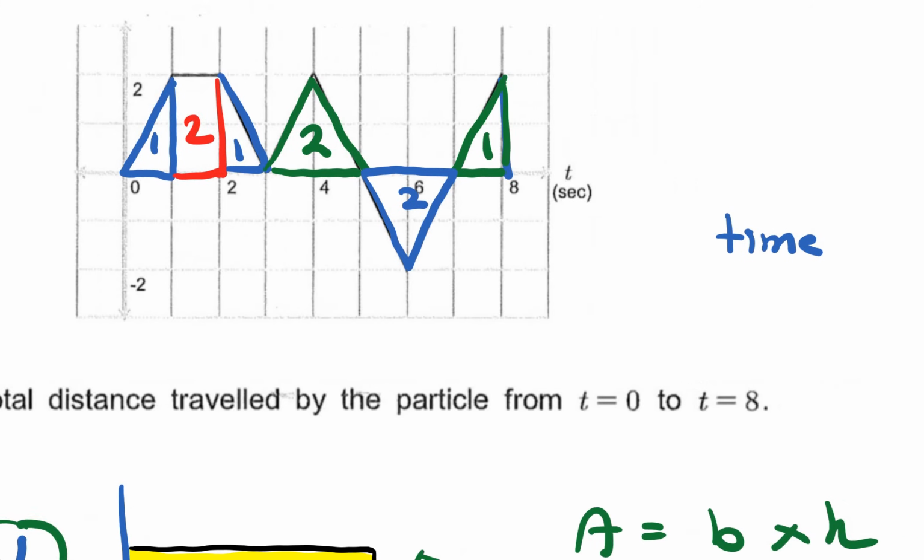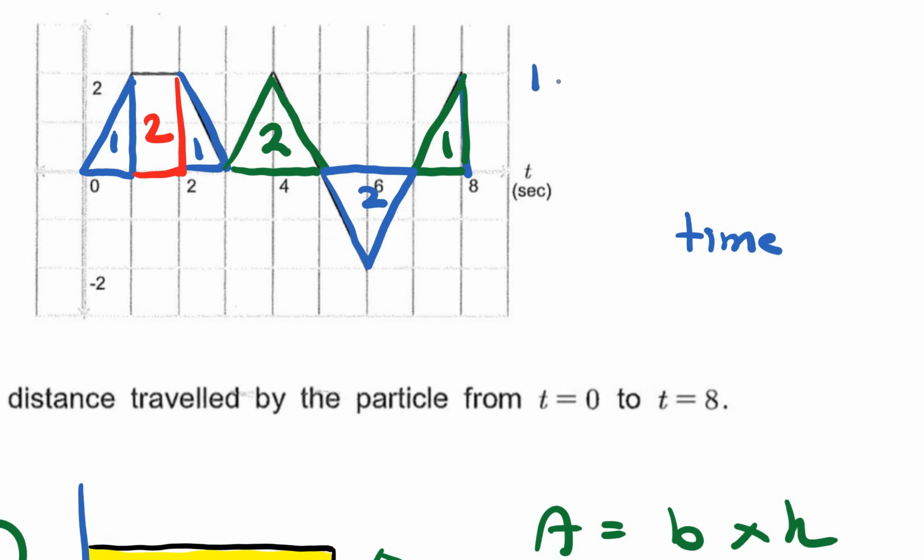So if I add up all those numbers, 1 plus 2 plus 1 plus 2 plus 2 plus 1, that's going to give me a total of 9 meters, I believe, right? So 6, 7, yeah, 9 meters there. So the total distance should be 9 meters.